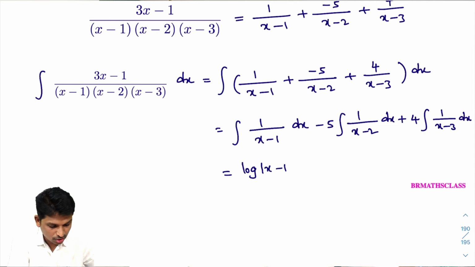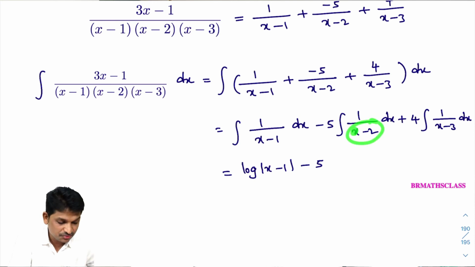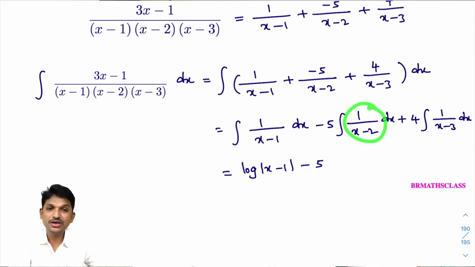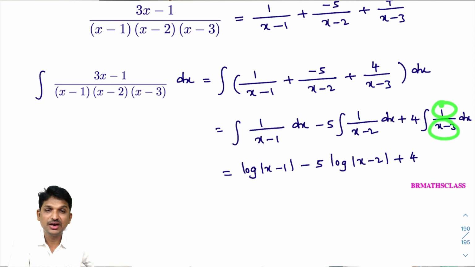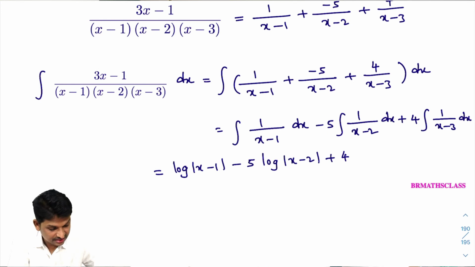What is the answer? Log mod x minus 1 minus 5 into, look here, what is the derivative of x minus 2? Derivative of x is 1, derivative of 2 is 0, so derivative of x minus 2 is 1. As numerator is the derivative of denominator, we will write its answer directly. Log mod x minus 2 plus 4 times, look here, derivative of x minus 3 is 1. Numerator is the derivative of denominator, so we can write it directly. Log mod x minus 3 plus c.